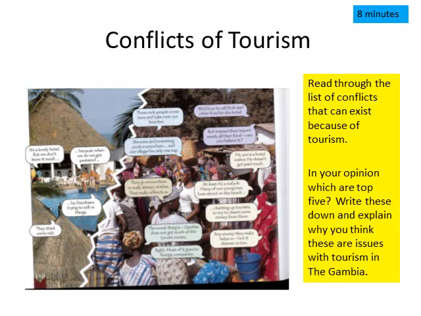But we've got to think about, with that, what is good and what is bad about it. And to start with, you're going to have a look at the conflicts of tourism that exist in this country. I would like you to read through the list of conflicts that can exist because of tourism in the Gambia. In your opinion, which of these are the top 5 most important conflicts? Write them down and explain why you think these are issues for the people of the Gambia and what problems these could bring when it comes to thinking of tourism.